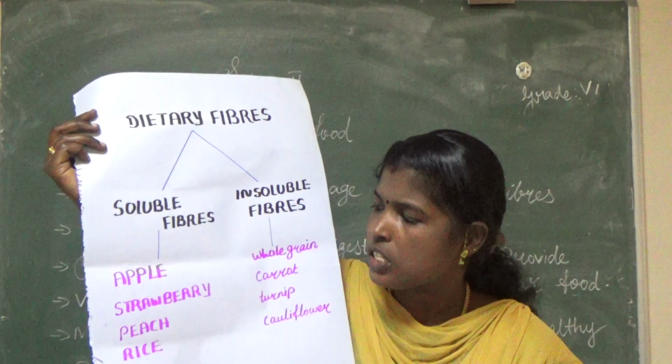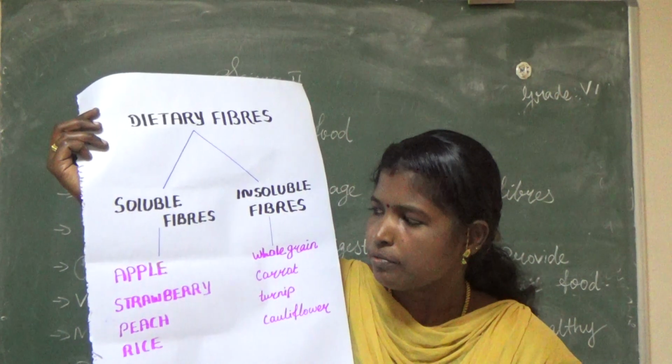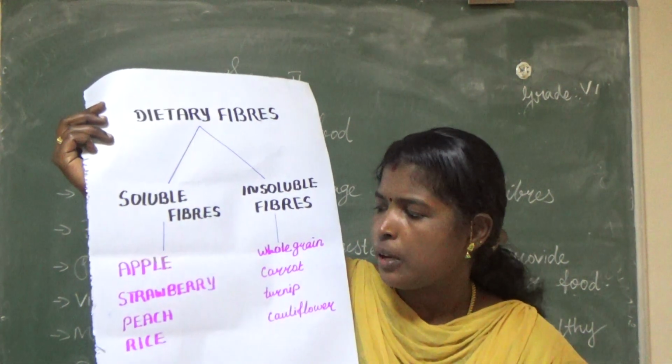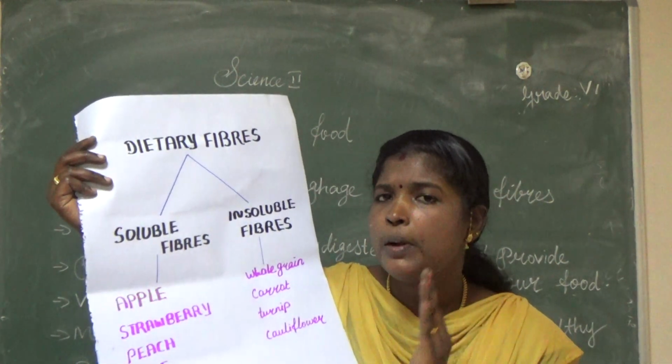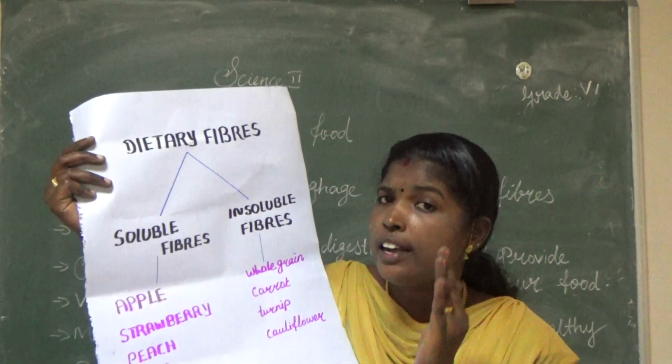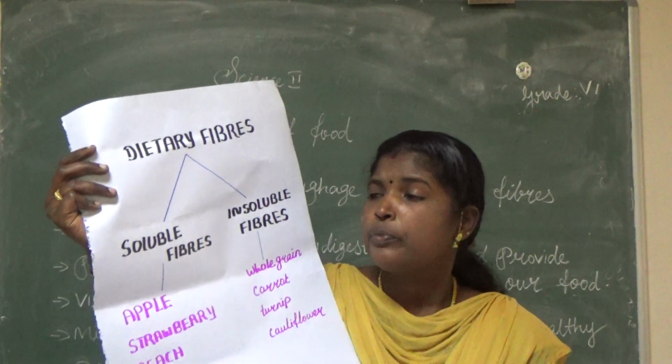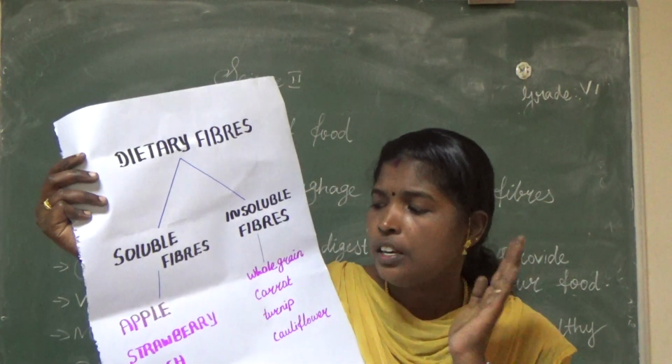What are the food sources containing soluble fibers? Apple, strawberry, peach and rice. The soluble fibers are soluble in water.